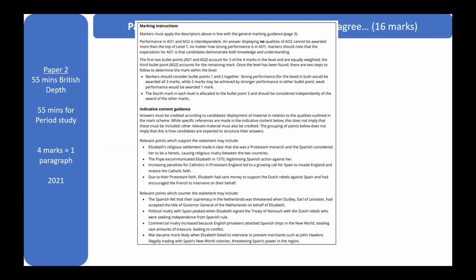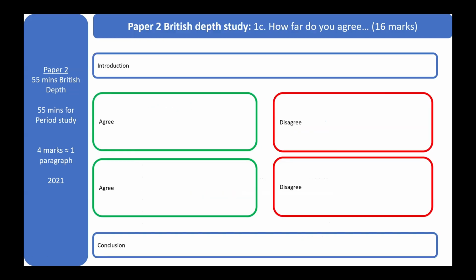So this is what the mark scheme looks like. You get marks for and marks against. And really importantly, it says there the fourth mark in each level is allocated to bullet point 3 and should be considered independently of award of other marks. So you need to be really, really careful there about the information that you include in your answer.